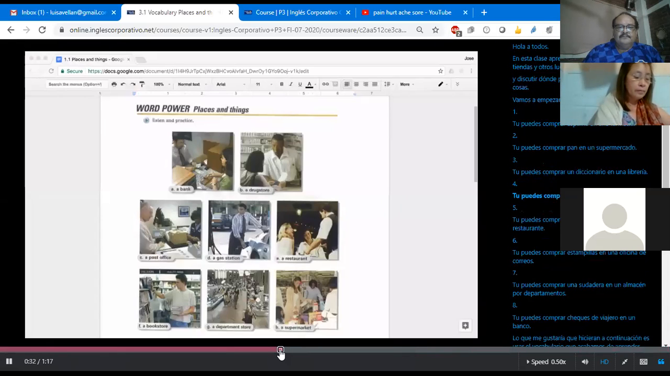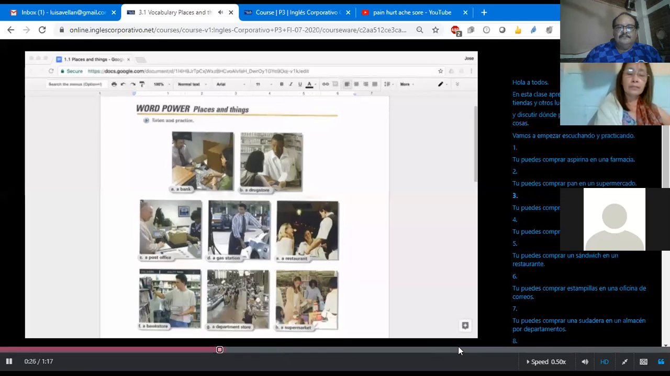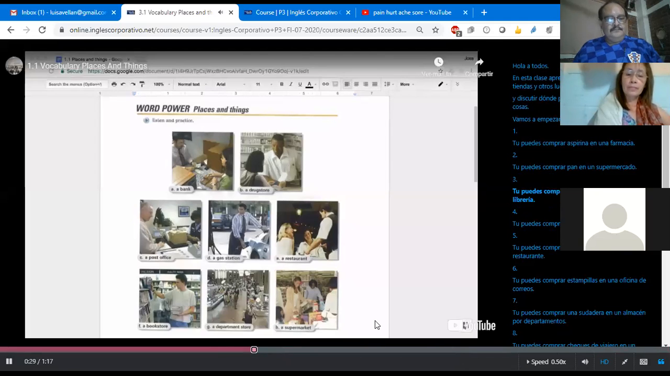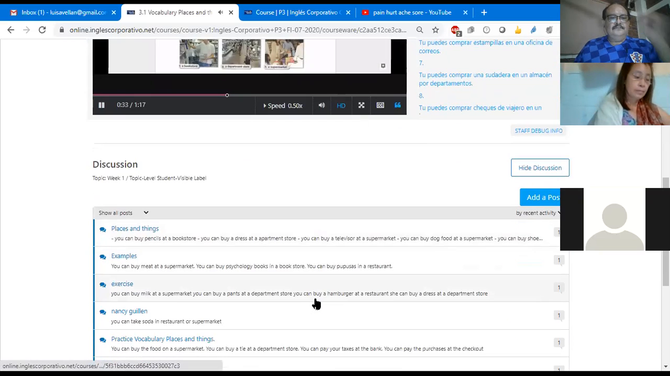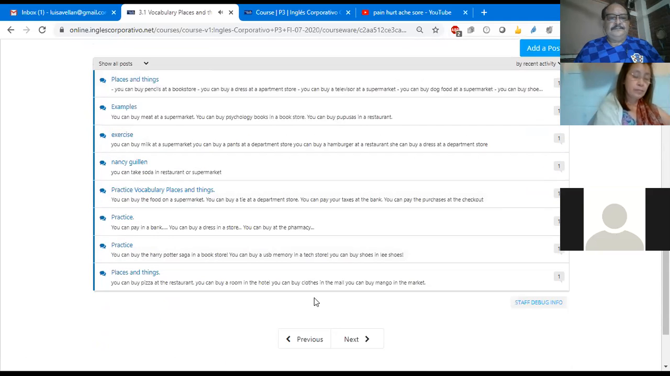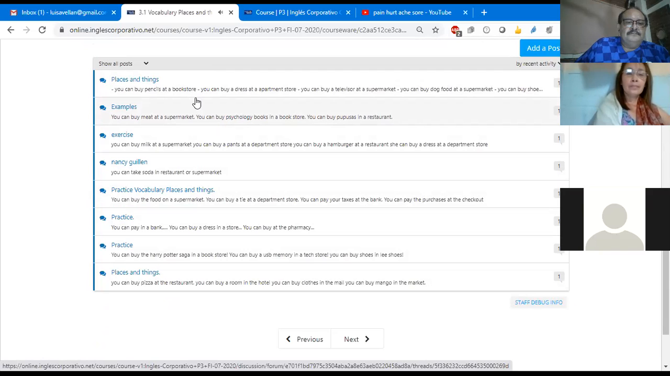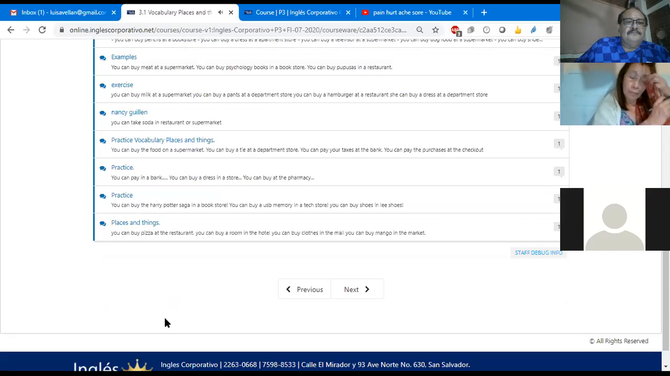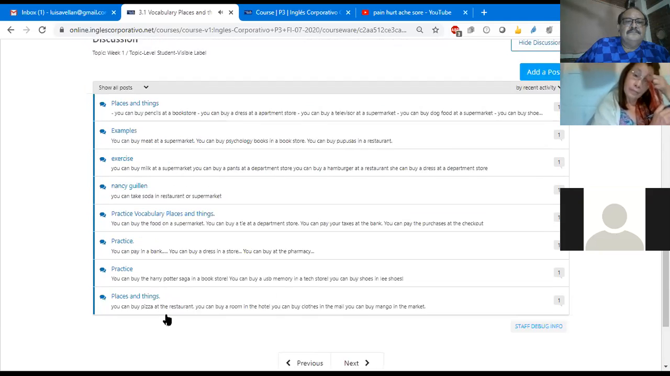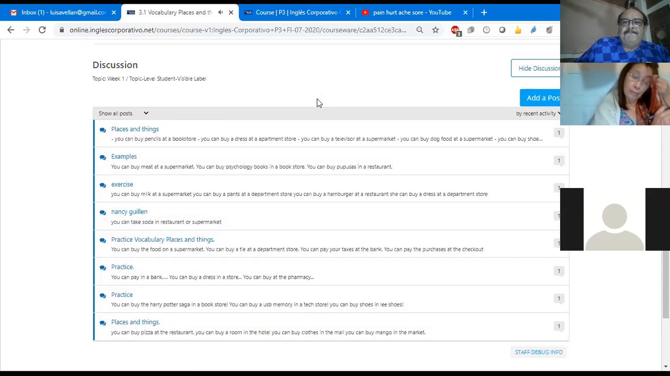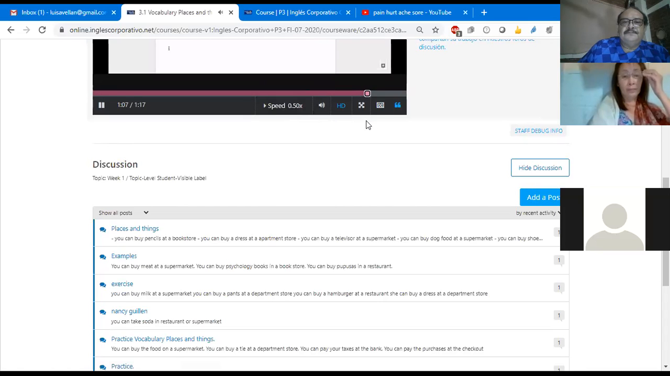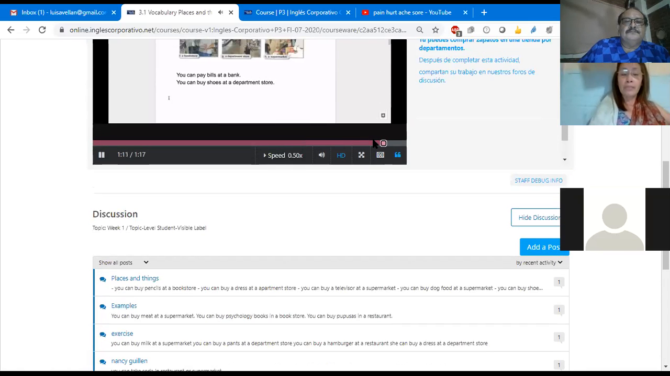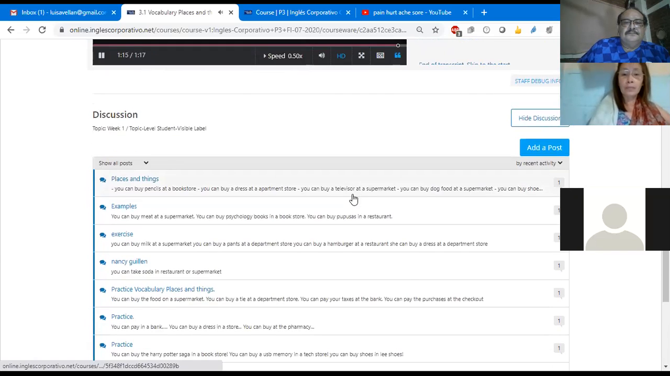You can buy a dictionary at a bookstore. Four. You can buy gasoline at a gas station. Five. You can buy a sandwich at a restaurant. Six. You can buy stamps at a post office. Seven. You can buy a sweatshirt at a department store. Eight. You can buy traveler's checks at a bank.